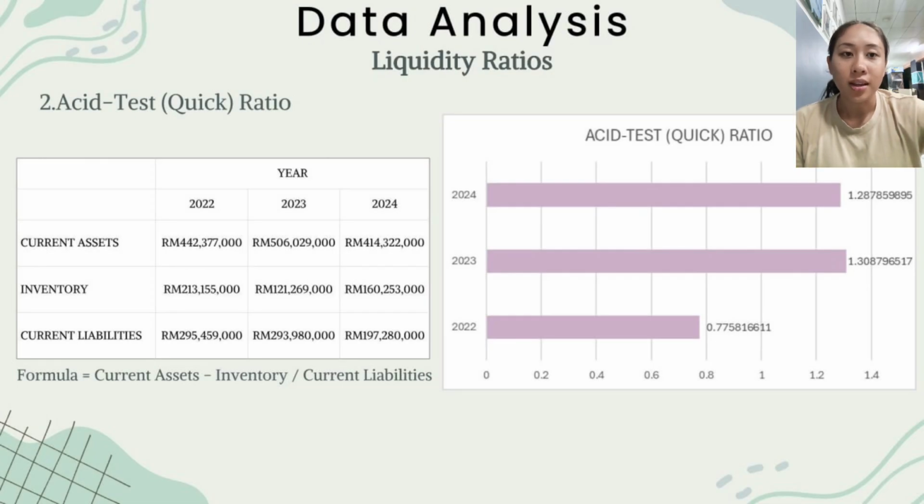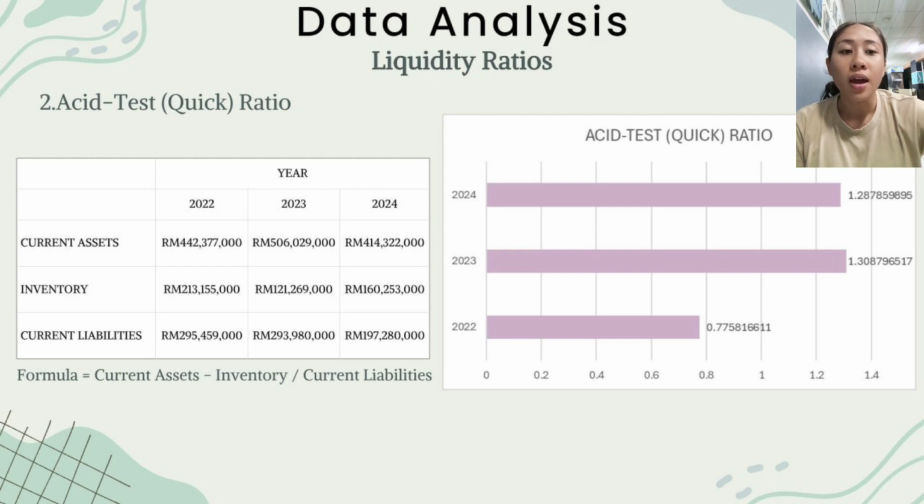Next is for acid test ratio. For acid test ratio, the ideal benchmark is also higher than 1.0. After comparing all the 3 years, the highest ratio can be seen in the year 2023, which is amounting 1.31, and the lowest can be seen in 2022, amounting 0.78.